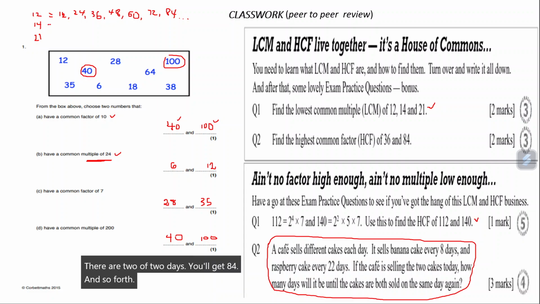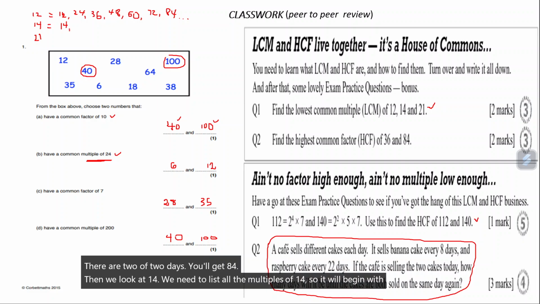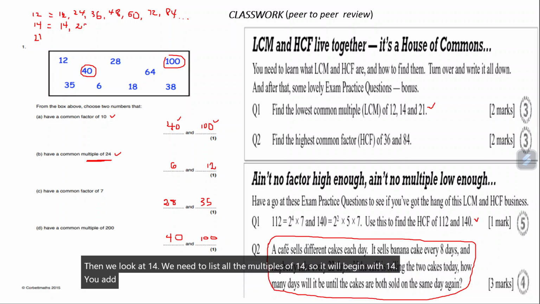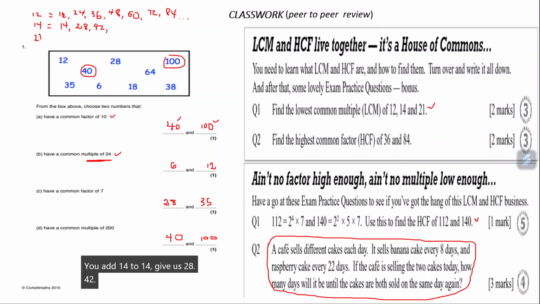Then we look at 14. We need to list all the multiples of 14. So we begin with 14. You add 14 to 14 gives us 28, 42, 56, 70, 84.